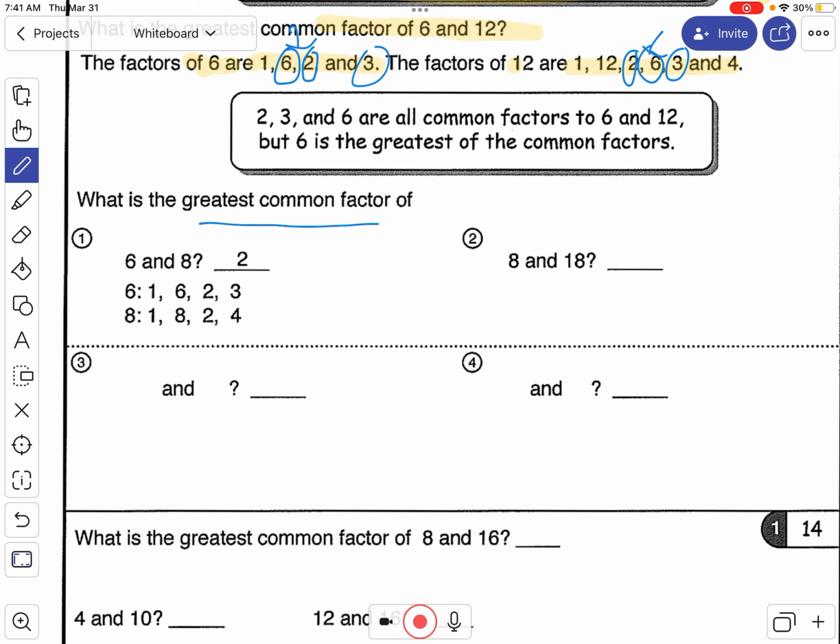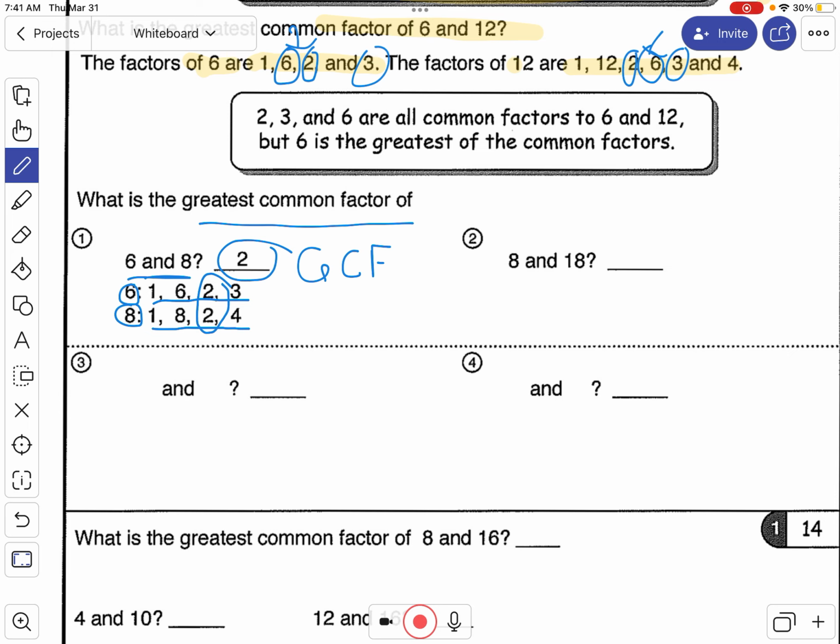What is the greatest common factor of 6 and 8? So what you do is list the factors of 6: 1, 6, 2, and 3. You list the factors of 8: 1, 8, 2, and 4. The biggest number in both lists is 2. So that's the greatest common factor, otherwise known as the GCF, the greatest common factor.